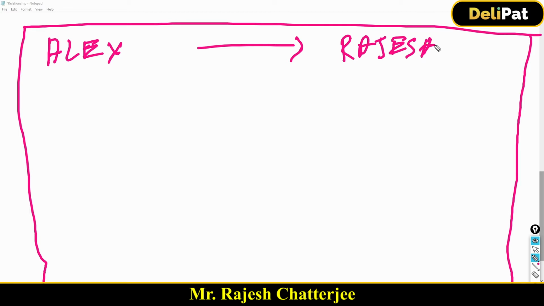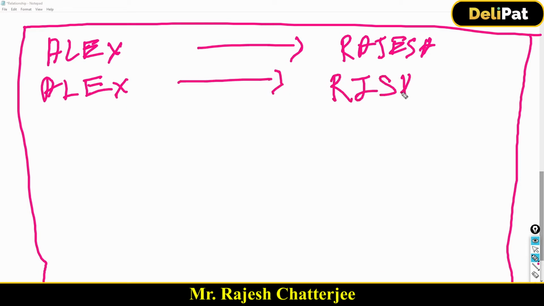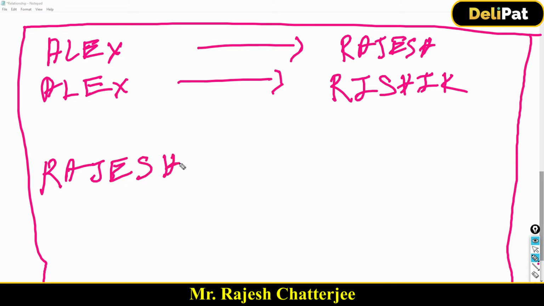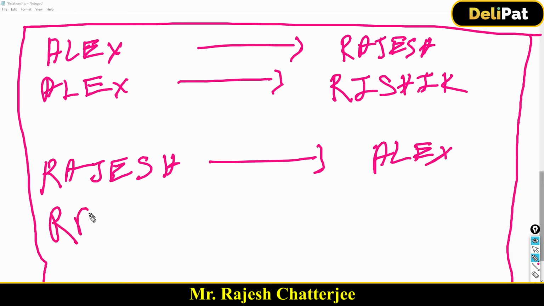I have a teacher named Alex, who is giving a lesson to another student called Rishik. I have a student named Rajesh, who is taking a lesson from Alex. I have the same student named Rajesh, who is taking a lesson from another teacher called John.